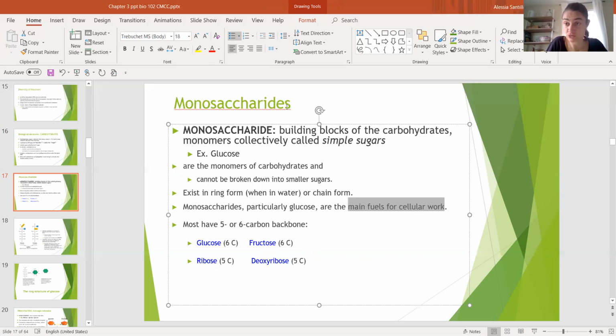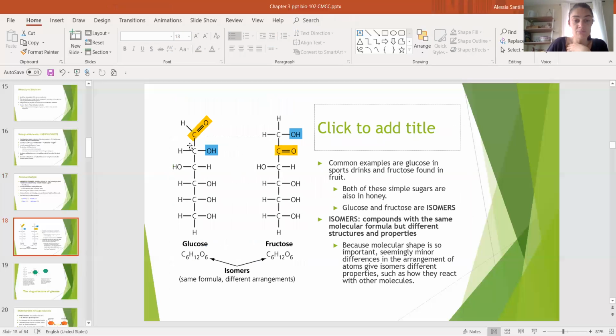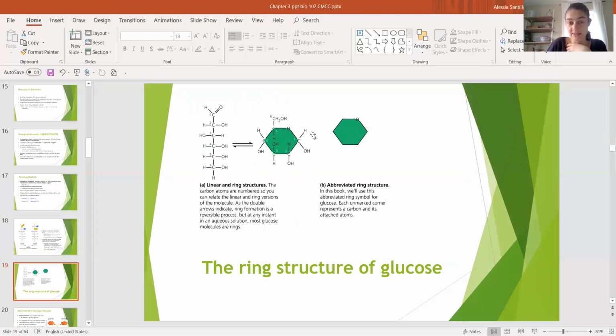So monosaccharides do have a role, and that role is when we eat our food, like our pasta or whatever, our body digests it and makes the pasta, that big carbohydrate, into its individual monosaccharides, and then those individual monosaccharides are used to fuel the body to carry out cellular work. So basically to give energy to the body to carry out whatever mechanisms need to happen in the cell. Most of them have 5 or 6 carbons, right? So they could be in their linear format, or when they're in water, they can form an actual ring structure.